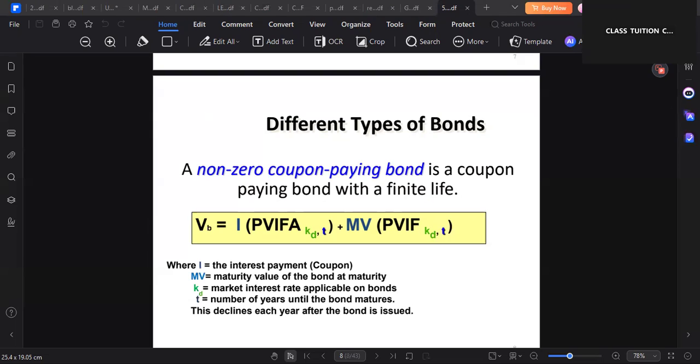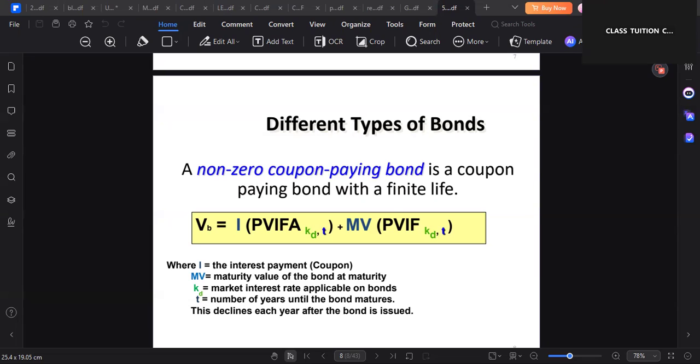So most bonds have regular coupon payments. They have a fixed life and they pay interest regularly. So the PVIFA is a number that helps us add up all the future interest payments in today's money. Then the PVIF, which is the present value interest factor, is a number that brings the final face value back to today's money as well.